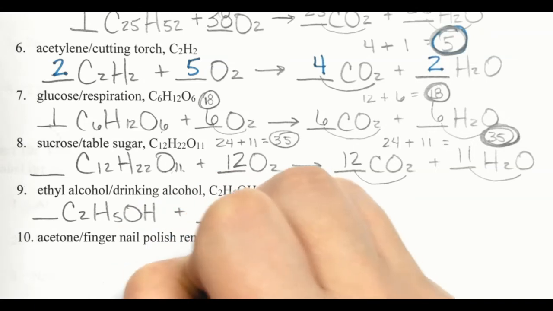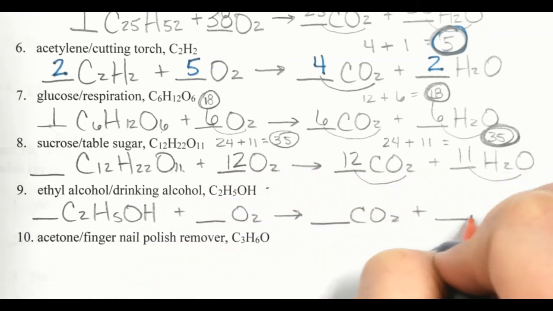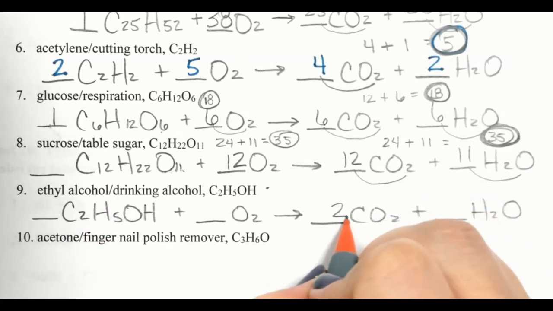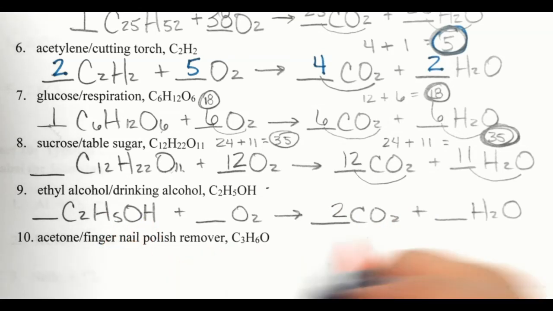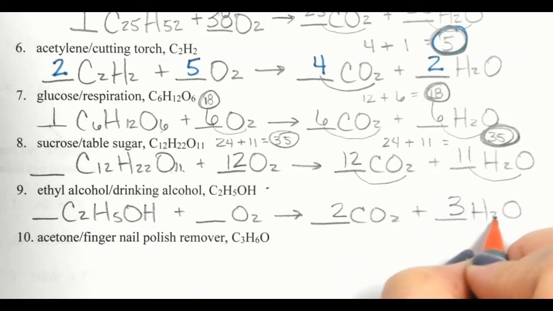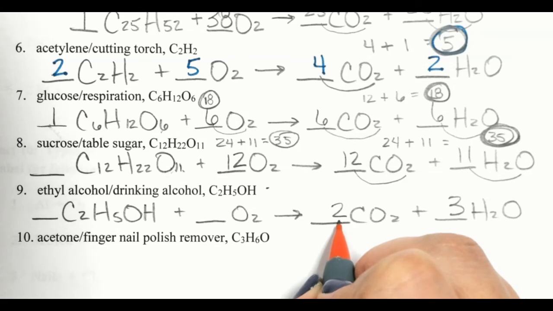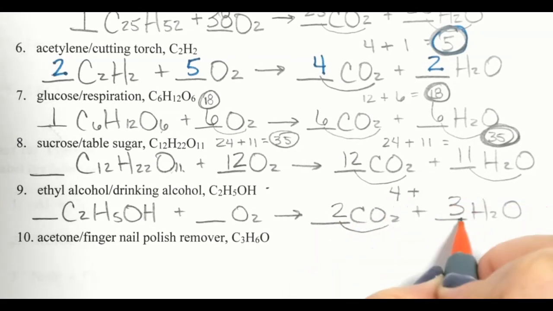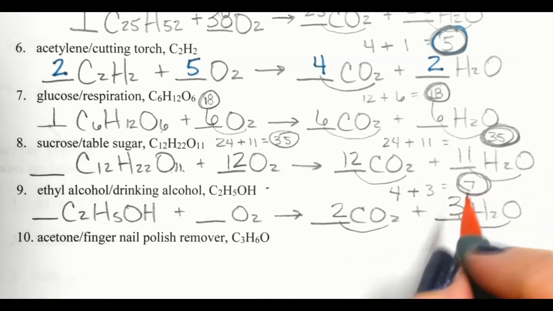C2H5OH plus O2 yields CO2 and H2O. We have 2 carbons on the left, so we need 2 carbons on the right. Notice the hydrogens are separate. We've got to add them together. So you have 5 plus 1 is 6 hydrogens on the left. So 3 times 2 is 6 hydrogens on the right. And now let's do our oxygens. I'm going to add up the ones on the right first, which is really always what you should do. 2 times 2 is 4 plus 3 equals 7 oxygens on the right side.